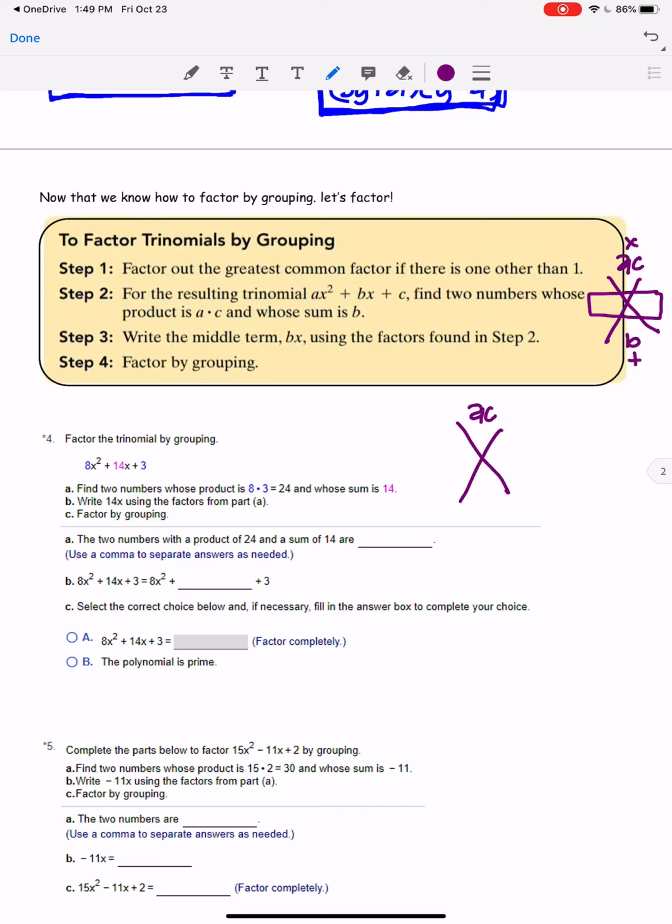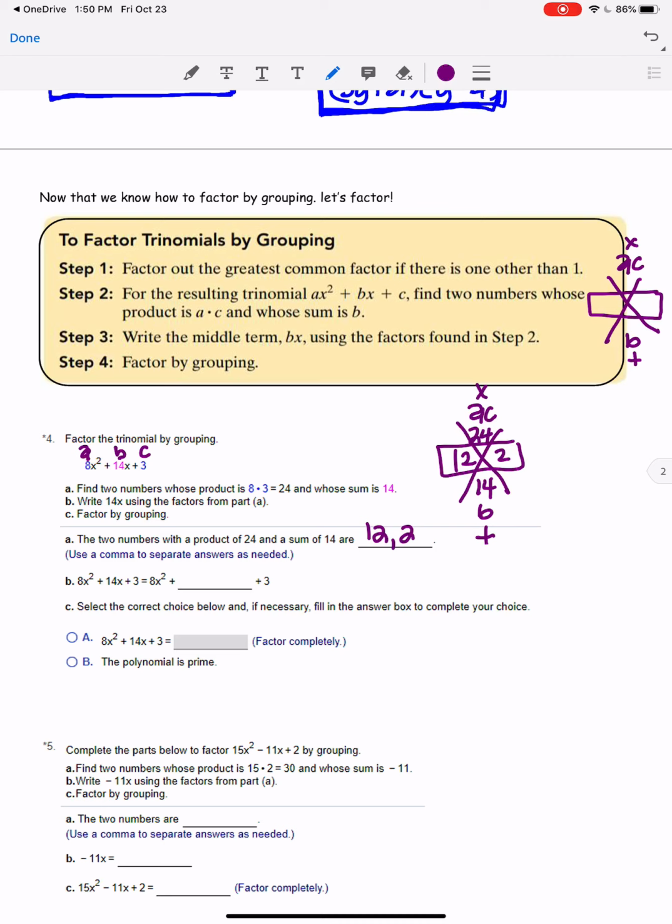So then we would get into our x. My A times C is now 8 times 3 to get 24. And then my B term is 14. So their question part A is what adds up to 14 and multiplies to our AC. That's going to be 12 and 2. So that's what we would put right here.